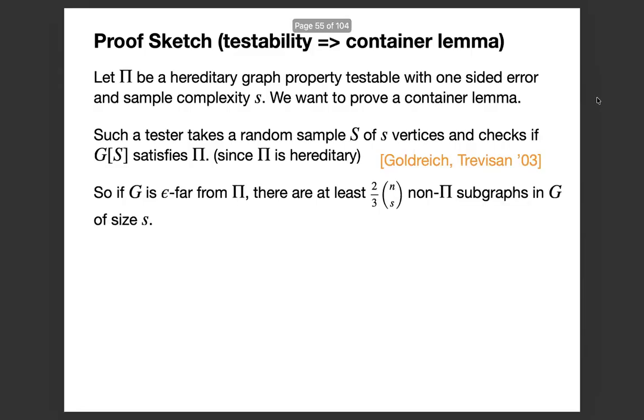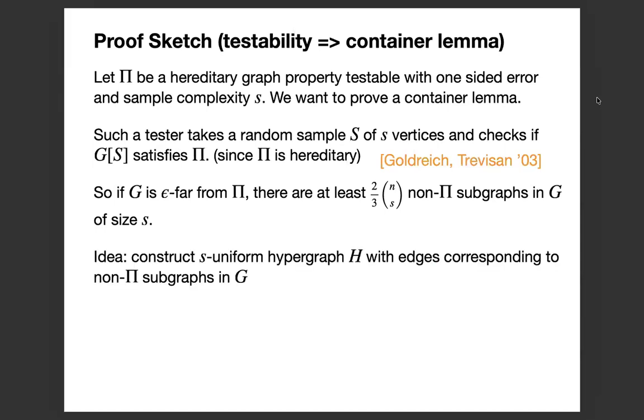And it turns out this is always true for hereditary properties. And so what does that really mean? What that means is that if you're epsilon far from the property, then when you take a random sample, with probability at least 2/3, the sample will not satisfy pi. In other words, there should be a lot of non-pi subgraphs in your graph of this specific size. And so the idea is we're going to construct an S-uniform hypergraph with the edges corresponding to these non-pi subgraphs.